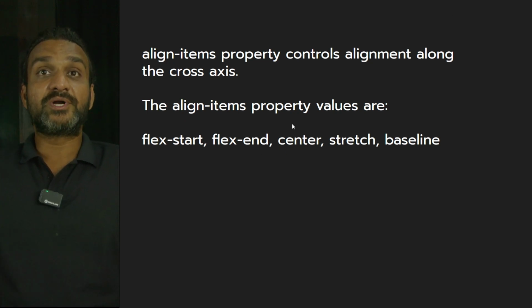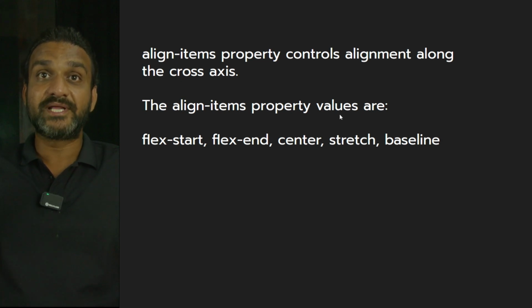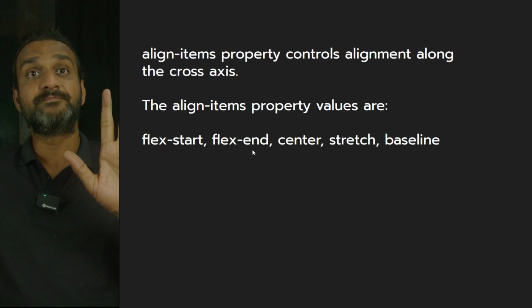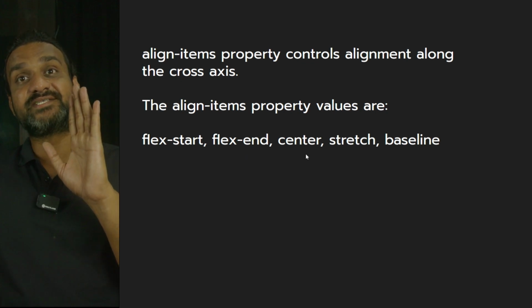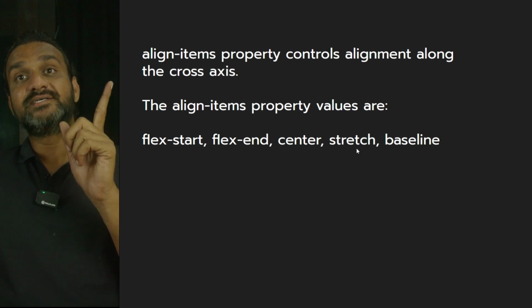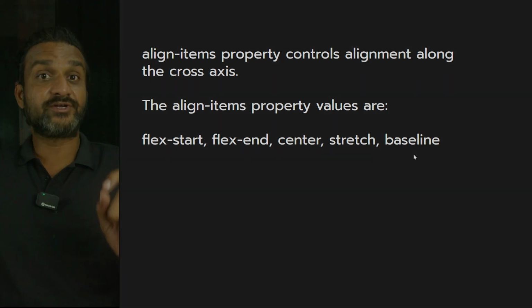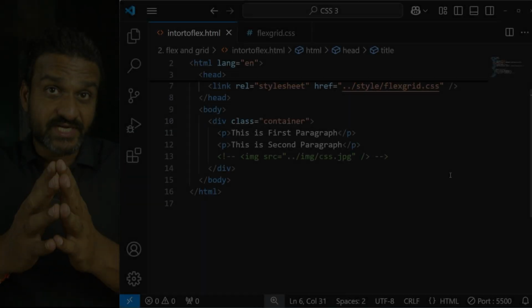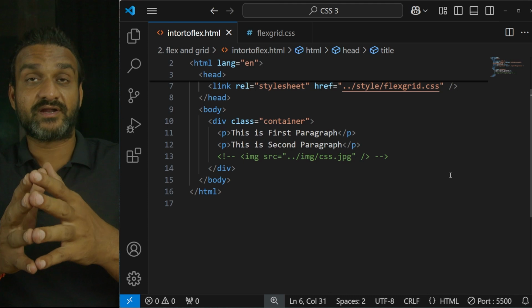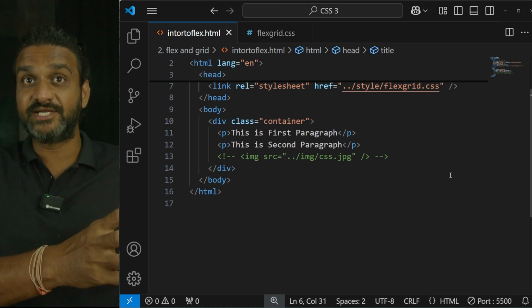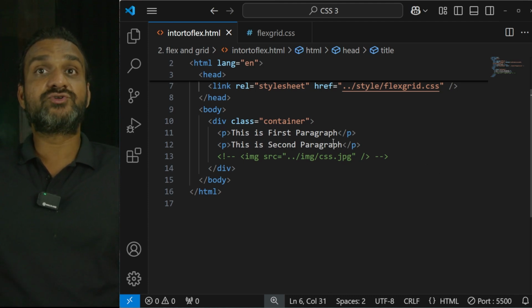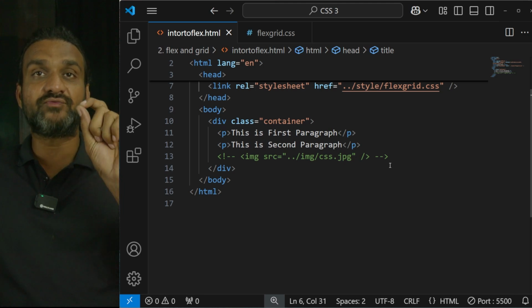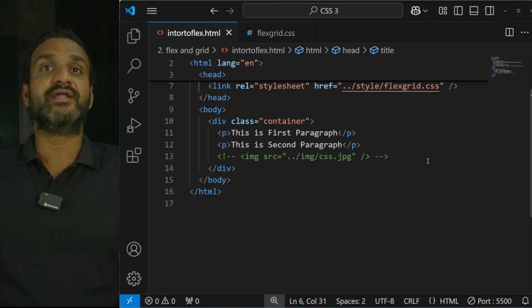Okay. So the values that can be applicable for align items are these. Five values are applicable: flex start, flex end, center, stretch and baseline. We'll try to understand these values by using an example. This is the example that I have considered, the same example that we have been taking for the last 3 to 4 videos. We have 2 paragraphs, and I have commented out this image. There is a use of this image. We'll try to understand that later.